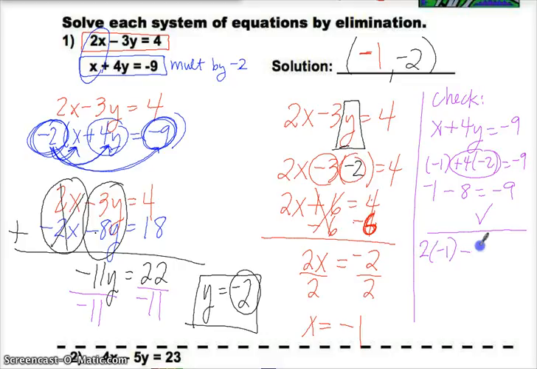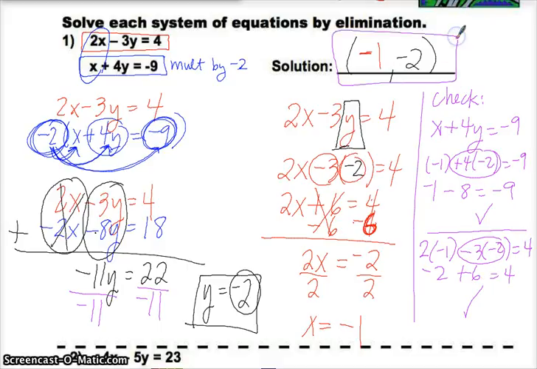2 times -1 minus 3 times -2, does that equal 4? So -2, this becomes +6. Yes, it equals 4, so I've checked. So now I know for sure that this is, in fact, the correct answer.